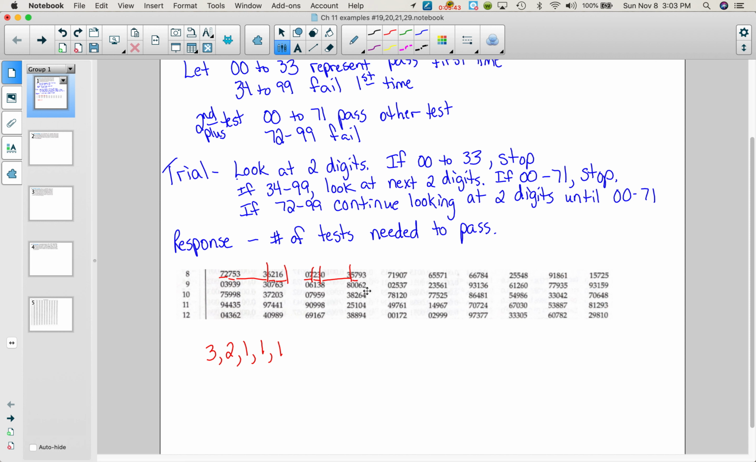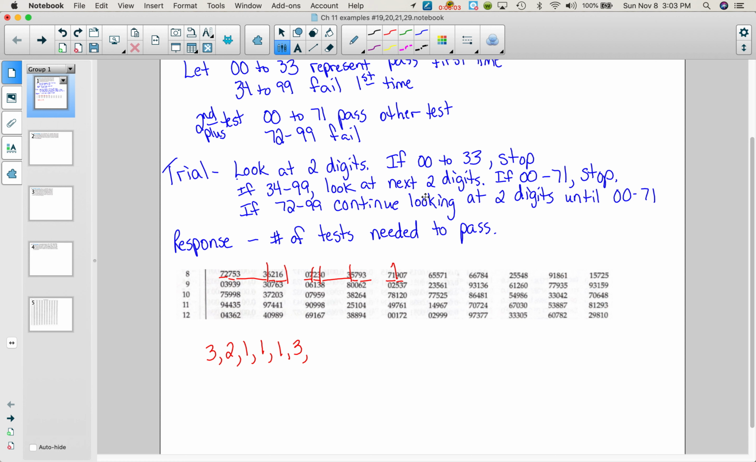57 means she failed the first test because remember we need a 00 to 33. Second test, we're looking for a 00 to 71. Didn't get it, so she didn't pass the second time. Third time she gets a 71, which falls in that one, so that means it took 3 times. I'm going to do 10. I know the directions say 20.